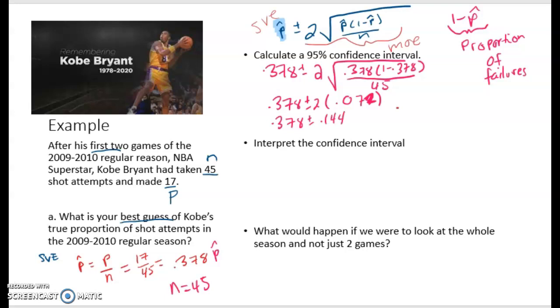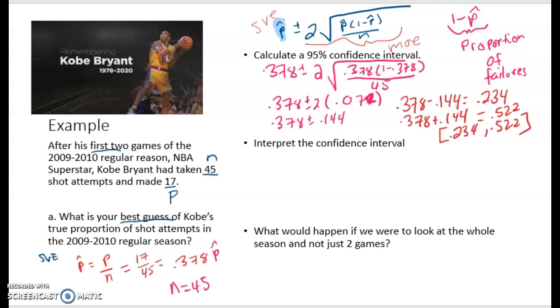Okay, so if I do 0.378 minus 0.144, that's going to give me the lower boundary of my confidence interval, which is 0.234. And then if I do 0.378 plus 0.144, okay, that's going to give me the upper boundary of my confidence interval. So that means that Kobe Bryant's true proportion of shot attempts, so for making a shot, is somewhere between 0.234 and 0.522.